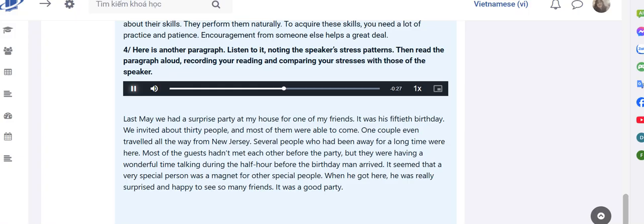Several people who'd been away for a long time were here. Most of the guests hadn't met each other before the party, but they were having a wonderful time talking during the half hour before the birthday man arrived. It seemed that a very special person was a magnet for other special people. When he got here, he was really surprised and happy to see so many friends. It was a good party.